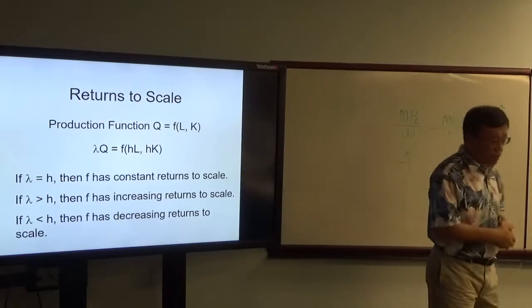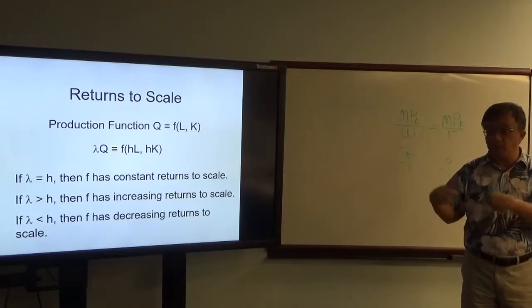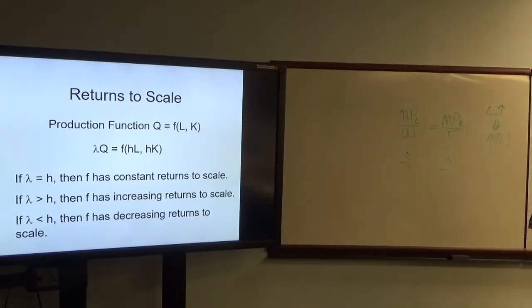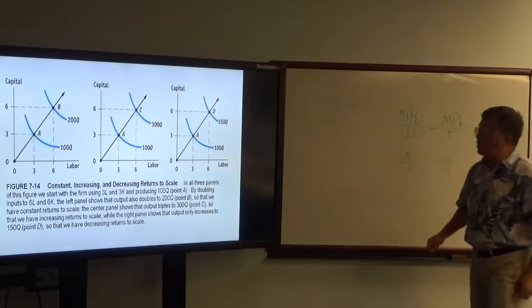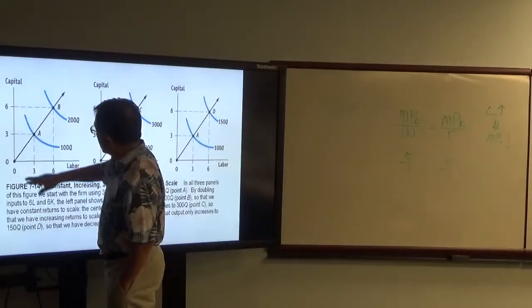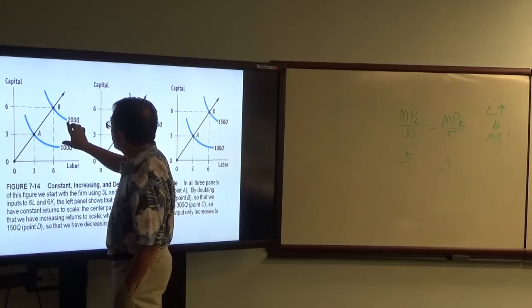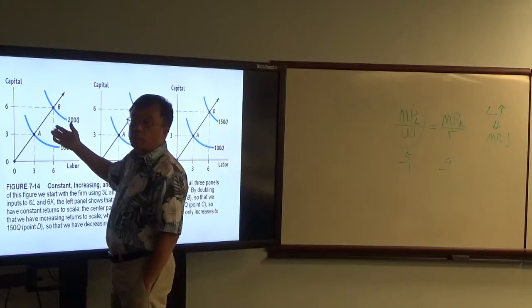But returns to scale is what? You increase both labor and capital at the same time. And this is what the graph shows. So in this case, what happened to the quantity of labor and capital? You double it, right? How about the output level? You double it. So that's a constant return to scale.